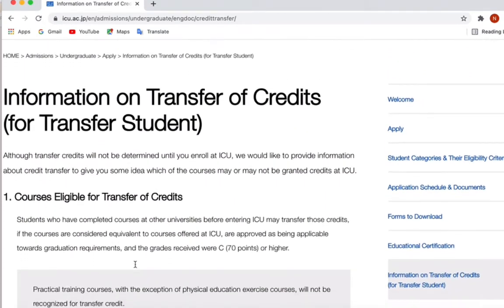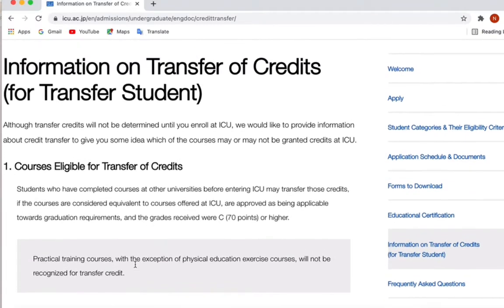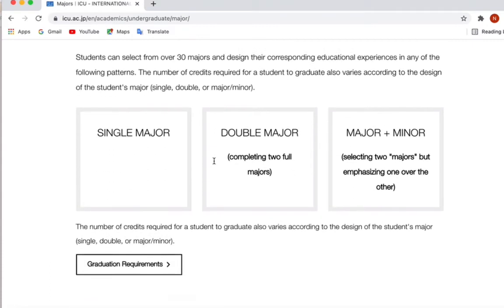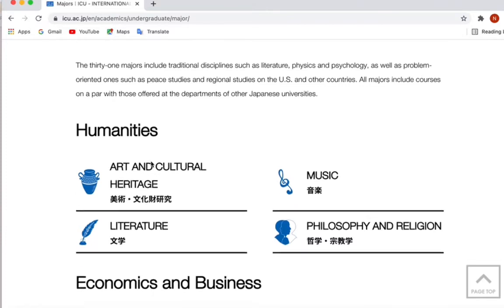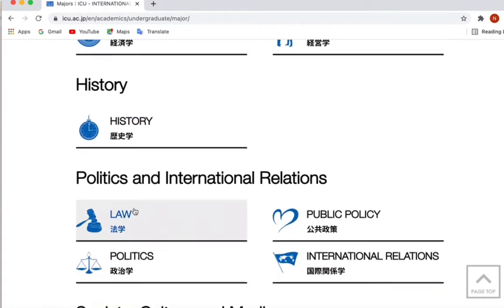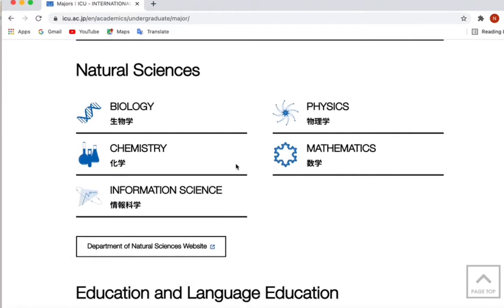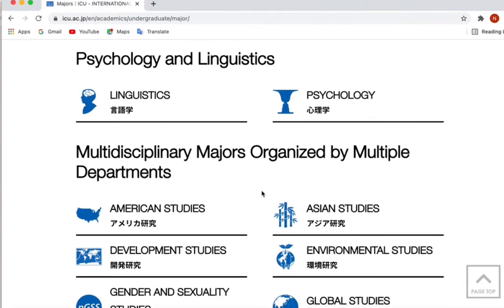So let's see. I want to see the courses that are up for transfer. So let's see academics. Majors. Okay. So they have humanities. I mean, they didn't state which ones are up to transfer, but these are just the majors that this university offers for undergraduate students. So they have humanities, economics and business, history, politics and international relations, society, culture and media, natural sciences, education and language education, psychology and linguistics.